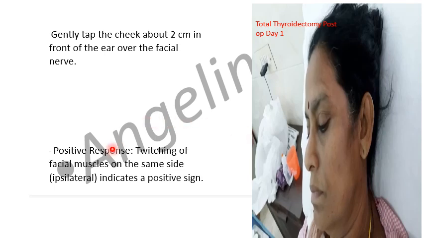So it's twitching of facial muscles on the same side. Fine. Twitching of muscles on the same side. Now, twitching in the eyelids will be better seen. And similarly, twitching in the angle of the mouth. Not all the time, all the muscles supplied by the facial nerve have to twitch. So look at the angle of the mouth or look at the eyelid muscles or the frontalis.